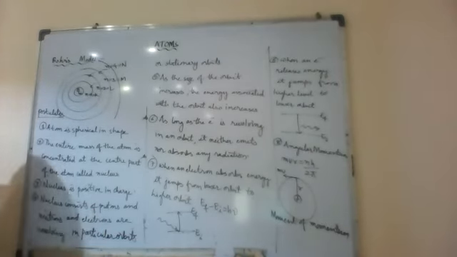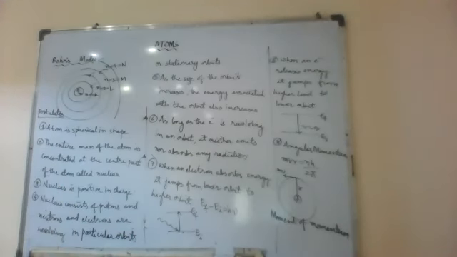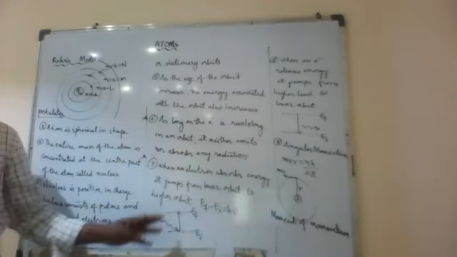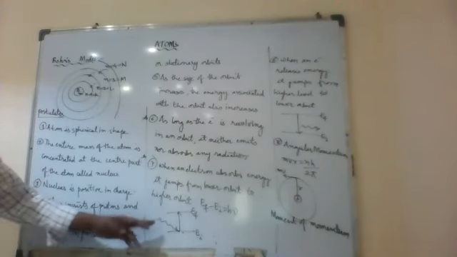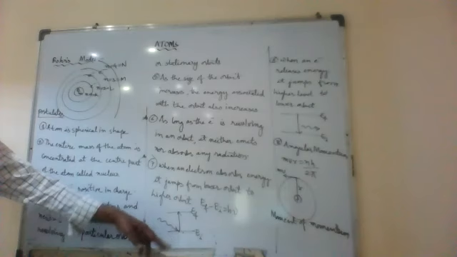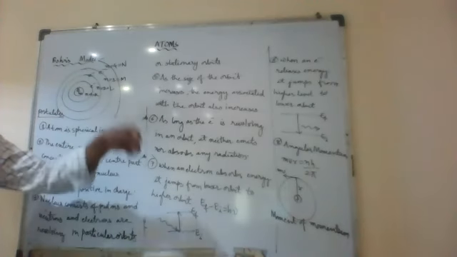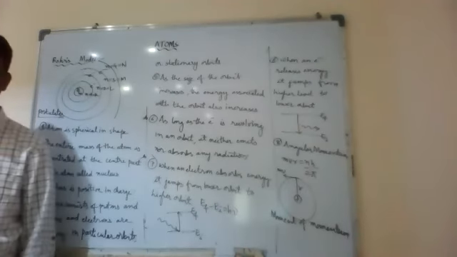So do we need to learn all these postulates by heart? Yeah, you need to learn these postulates, especially 6, 7, 8, 9. 7 and 8 are actually the same postulate, but here when the electron absorbs energy, it goes to the higher level. When it is jumping from the higher level to the lower level, it releases energy in the form of light.